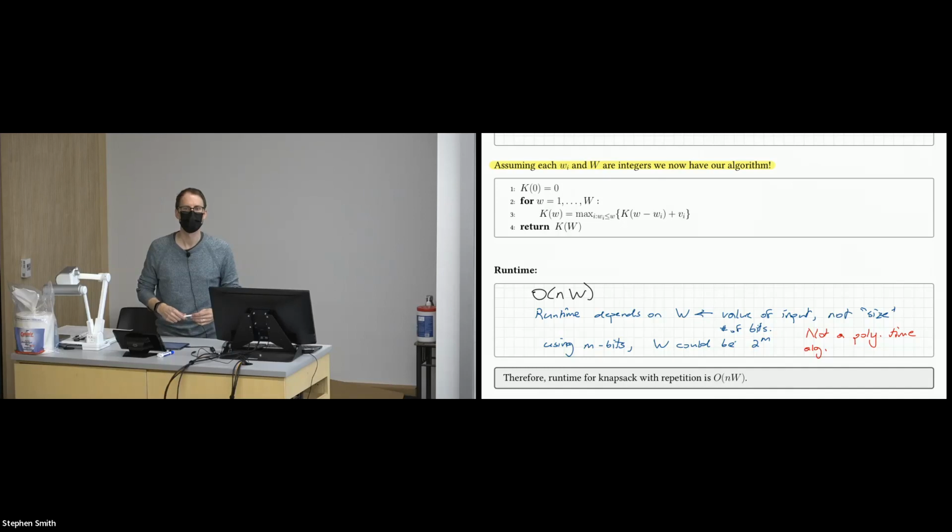What does n represent? N is the number of items.